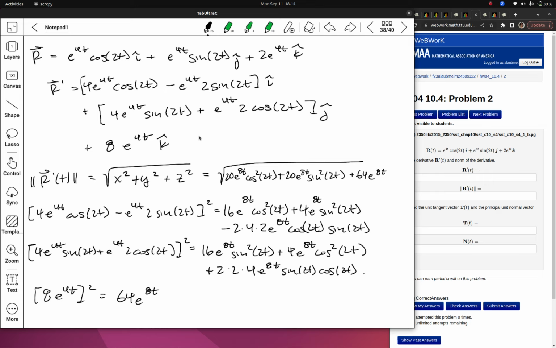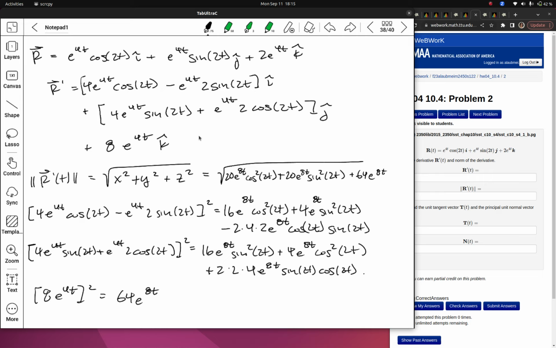So the first component squared I did right here. So just squaring my x component. And so this term multiplied with itself gives me 16e to the 8t cosine squared. And then this term multiplied with itself gives me positive 4e to the 8t sine squared. That negative sign goes away because negative times negative is positive. And then cross multiplying the two terms gives me double their product. So 4 times 2 times e to the 8t times cosine 2t and sine 2t.